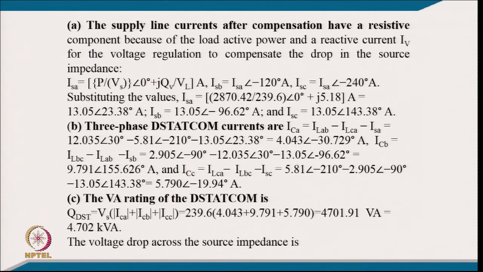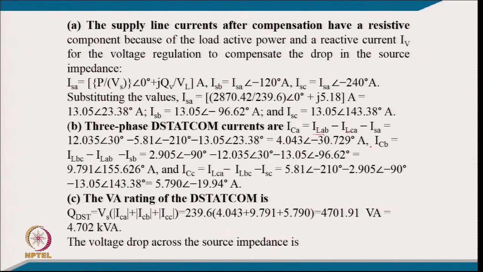The supply line current after the compensation has a resistive component because of the load active power, and a reactive component for the voltage regulation to compensate the voltage drop. So, we have a line current from load active power, and this is the compensator reactive power. Keeping the values of all, it comes to 13.05 ampere at 23.38 degree. Similarly, for B phase and C phase.